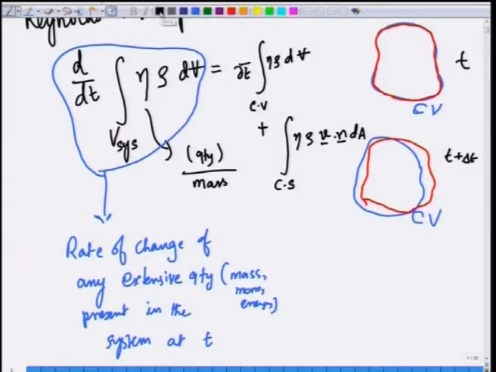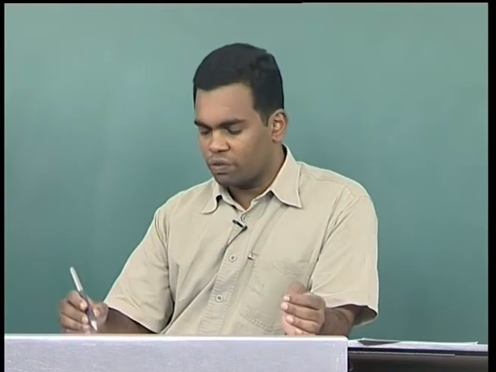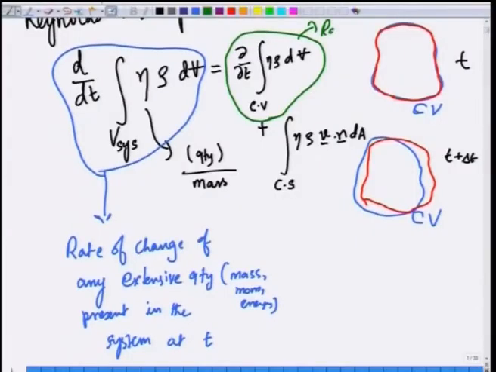And the right side, the first term on the right side contains the rate of change of that quantity present in the CV itself. So, there are two contributions to the rate of change of this extensive quantity as you follow the system. One is because of the fact that there is an inherent rate of change present in the CV itself. This is a rate of change in the CV, and things could also change because of the fact that fluid is moving in and out.